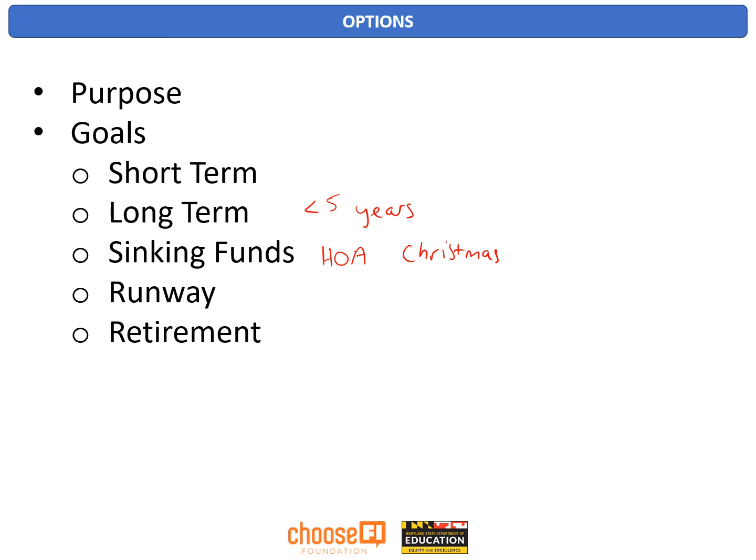Runway, this is usually where you want to increase the amount of cash you have available because you're planning on doing something that potentially reduces your income or increases your expenses. The best example I have is changing jobs, or maybe starting your own business. You're saying, I want to quit and give myself time to find a new job. Well, you would increase your savings to draw from while you are searching for a job.